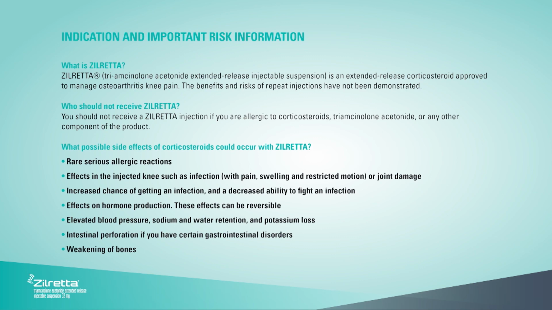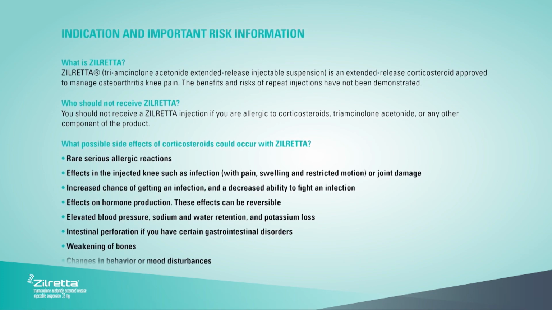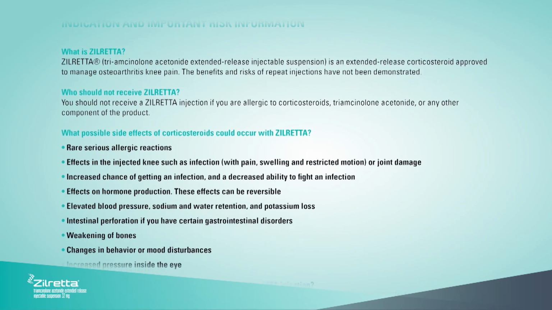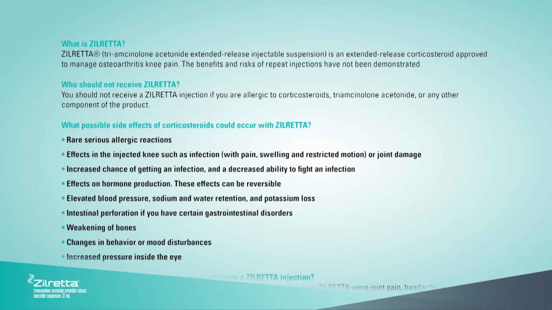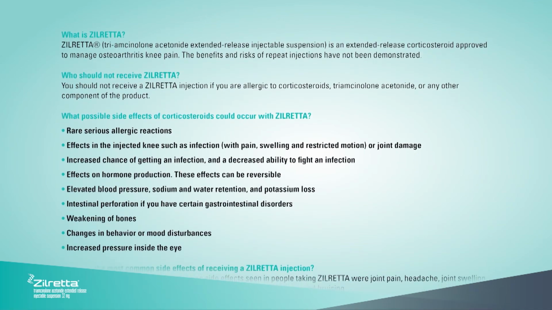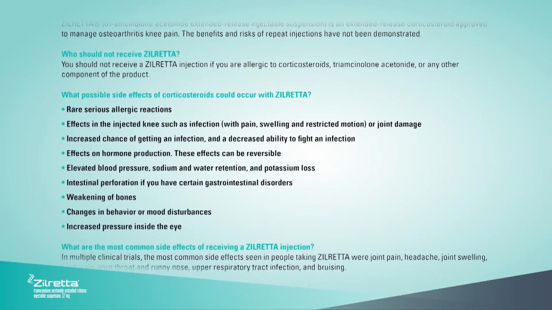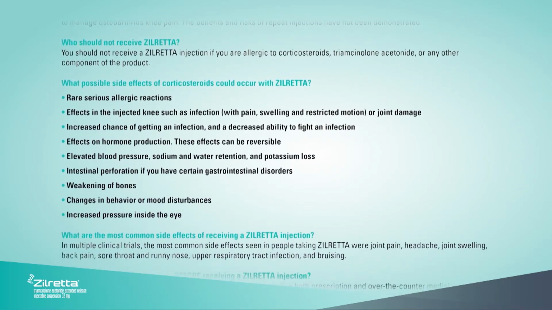What possible side effects of corticosteroids could occur with ZILRETTA? Rare serious allergic reactions. Effects in the injected knee, such as infection, with pain, swelling, and restricted motion, or joint damage. Increased chance of getting an infection and a decreased ability to fight an infection. Effects on hormone production. These effects can be reversible. Elevated blood pressure, sodium and water retention, and potassium loss. Intestinal perforation if you have certain gastrointestinal disorders, weakening of bones, changes in behavior or mood disturbances, increased pressure inside the eye.